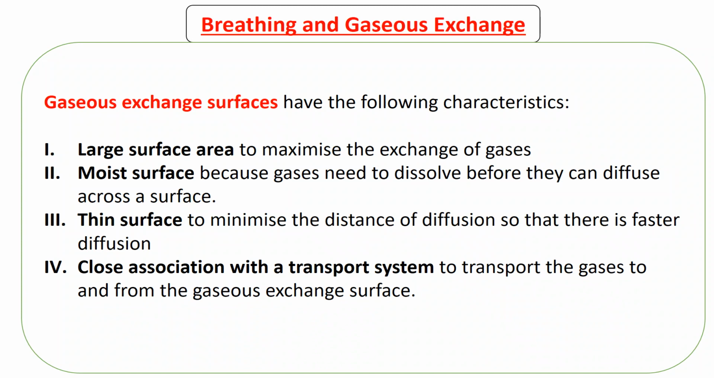Also, they are closely associated with a transport system to transport the gases to and from the gaseous exchange surface. Organisms have a transport system. For example, plants have the phloem and the xylem, which participate in transport. Humans have blood. So these gaseous exchange surfaces are connected to the transport system, so that gases from the environment can get inside the transport system and be transported somewhere else.